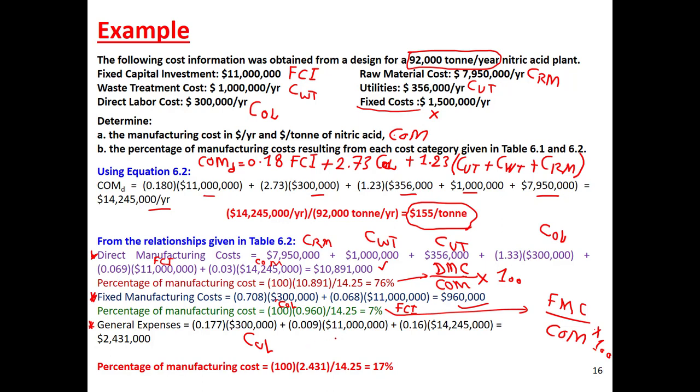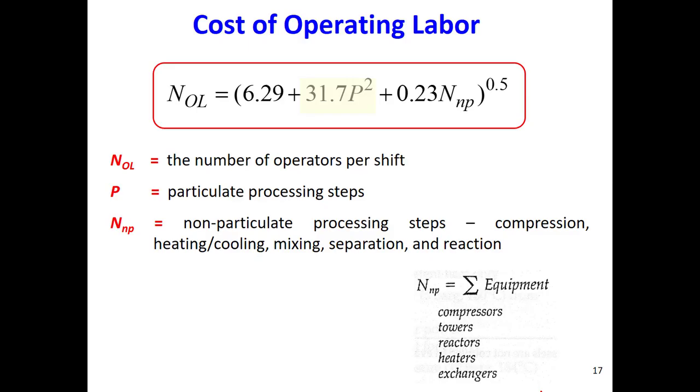This cost is a function of operating cost, fixed capital cost, and also cost of fixed capital investment and cost of manufacturing, that you will get finally 2 million something. The general expense divided by cost of manufacturing times 100 gives you the percentage. So it shows what's the role of each of these costs in your total cost. Okay. Cost of operating labor also has some methods to calculate it.